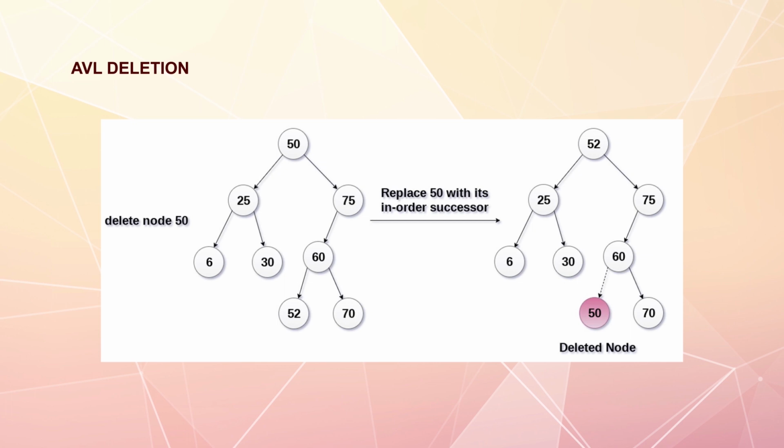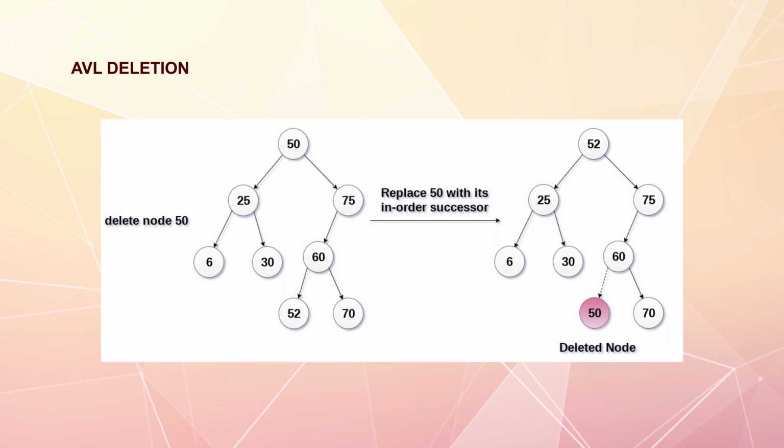Now, in this given tree, we want to delete the item 50. Replace 50 with its in order successor, or we can also replace it with the in order predecessor. Here 50 has a successor, 52, and a predecessor, 30. Both are neighbors of 50. Either we replace by the successor value or by the predecessor value, but in most cases we replace by the successor value.